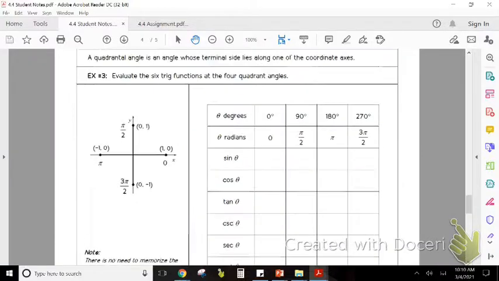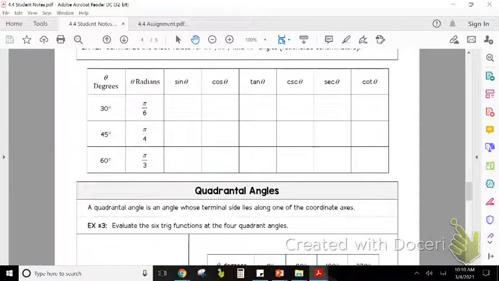So now that we did that, let's go back up here to 30, 45, and 60 degrees. So we're going to do the same thing. 30 degrees, 45 degrees, and 60 degrees all have an ordered pair. They're all on my unit circle, so I know their r value is going to be 1 for each one of them. And then we're going to go through and find those 6 trig functions.